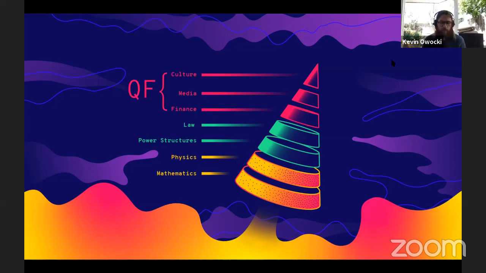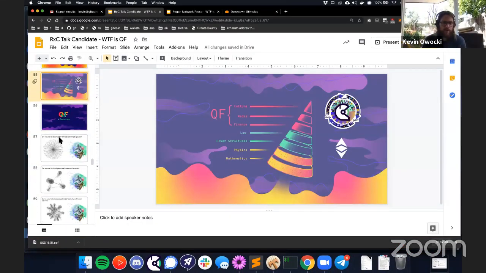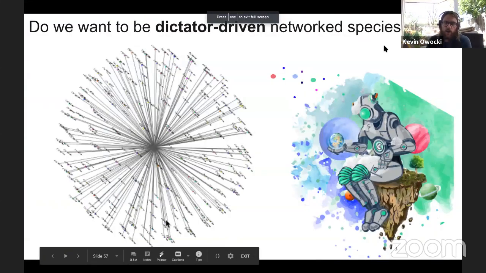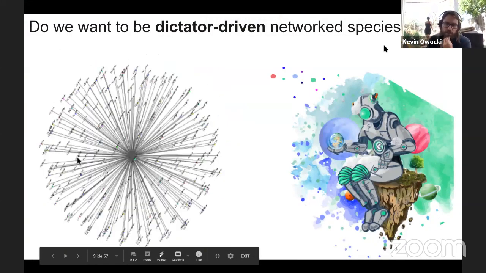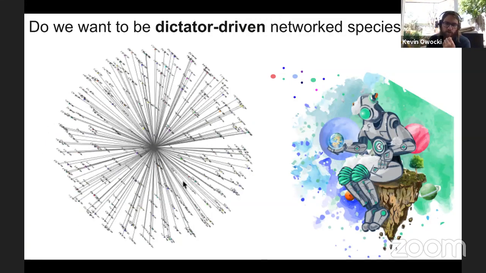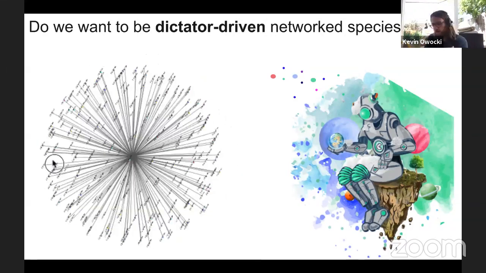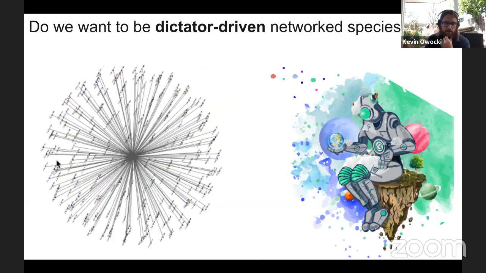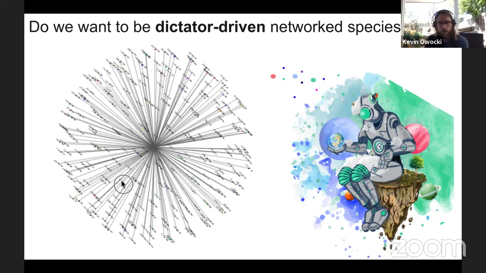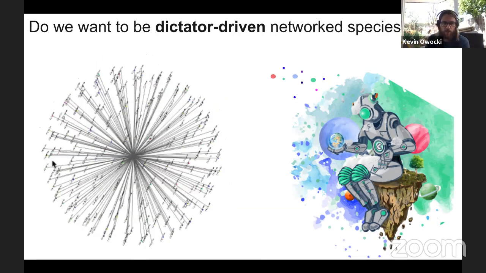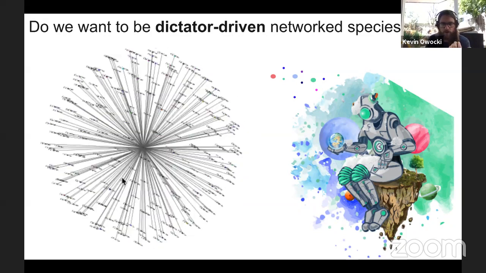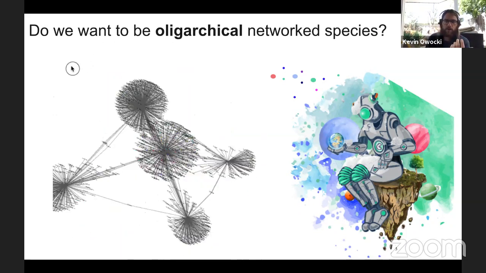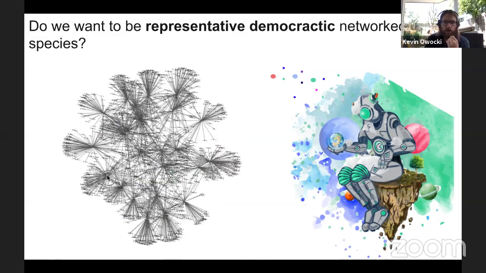And so that's one of the things that gets me really excited about waking up every morning and working on this problem, because when I really think about the transition from the industrial age to the information age, which basically means that our mechanism for organization is the web instead of these institutions that we've inherited from the baby boomers, I don't think we want to live in a dictator-driven network species where we're all dependent on one person or one administration for the goods that we receive. I don't think we want to live in an oligarchical network species.